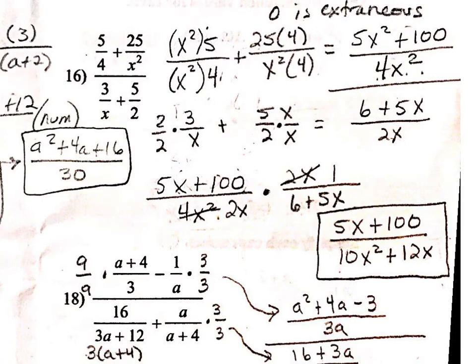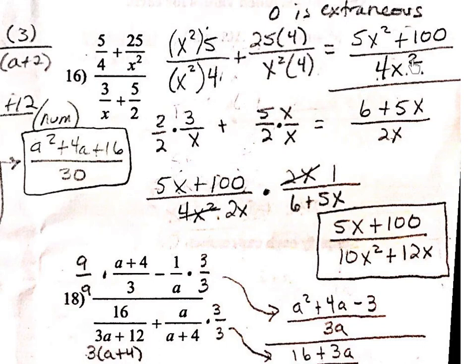Okay, so for problem 16, we are going to, once again, find a common denominator for this numerator. So the common denominator is going to be 4x squared. So I multiplied this fraction by x squared over x squared, and I multiplied this fraction by 4 over 4. That'll give me this common denominator of 4x squared. All right, so when I multiply all this together, I get 5x squared plus 100 over 4x squared.